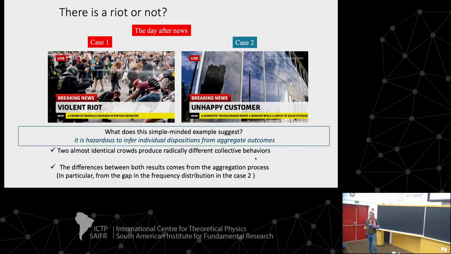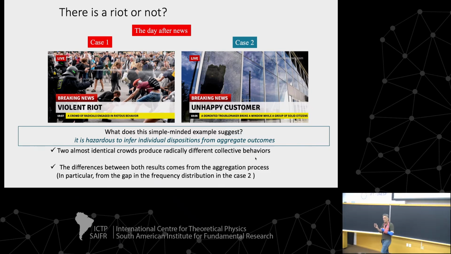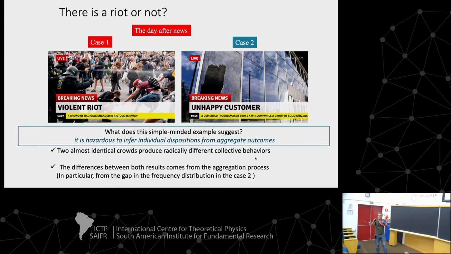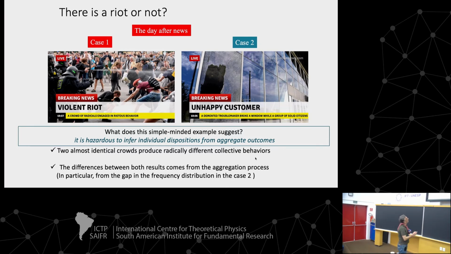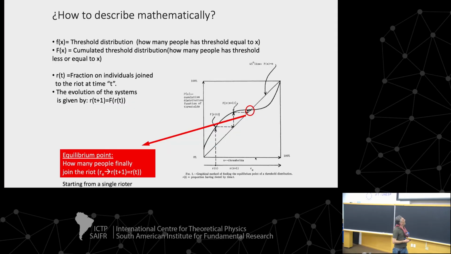So if we read the newspaper the next day, we can see that a slight variation between two initial conditions goes to two very different outcomes: a violent riot or just an unhappy customer. Okay? A chaotic outcome.